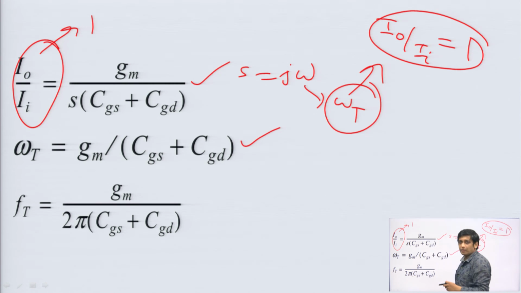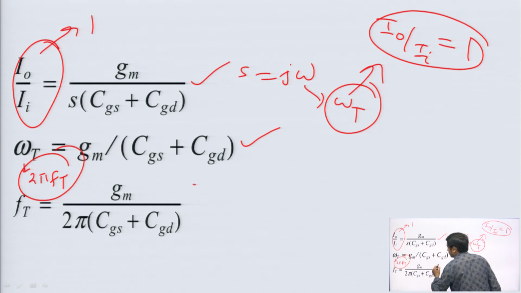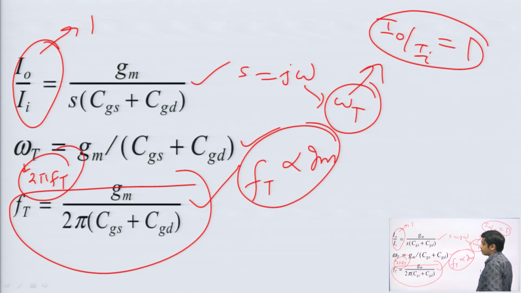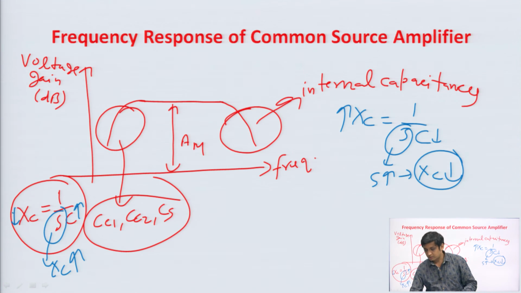So, we can get omega t equal to gm upon CGS plus CGD, and omega t can be written as 2 pi ft. So, from here we get the equation for ft, that is gm upon 2 pi (CGS plus CGD). One important observation: Ft, your transition frequency, is directly proportional to the transconductance of the MOSFET. So, if the transconductance is more, then your transition frequency will be more, and if your internal capacitances CGS and CGD are more, then Ft will be less. This is an important relation of the unity gain frequency of the MOSFET.